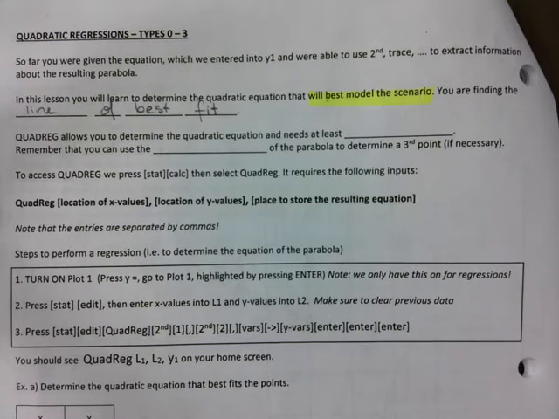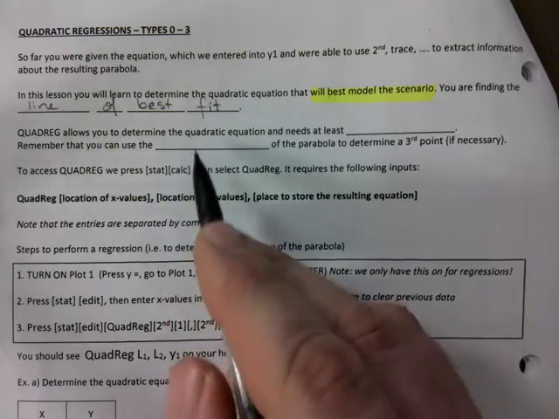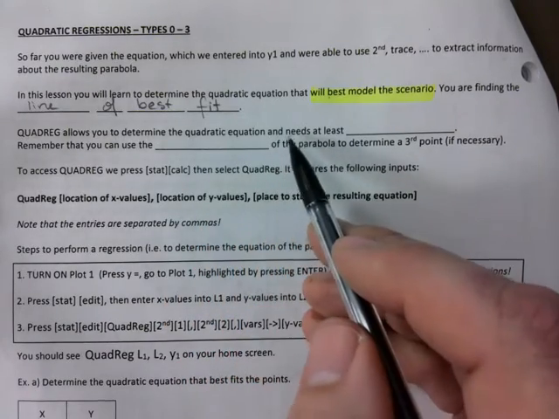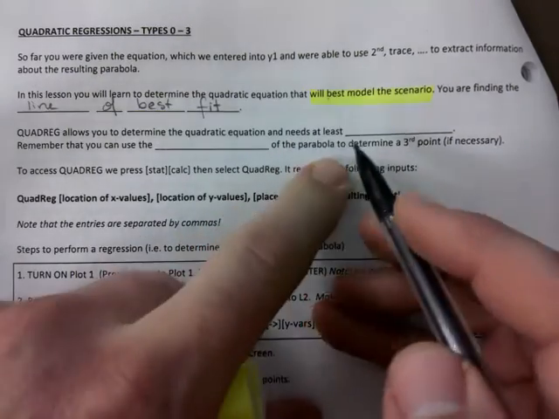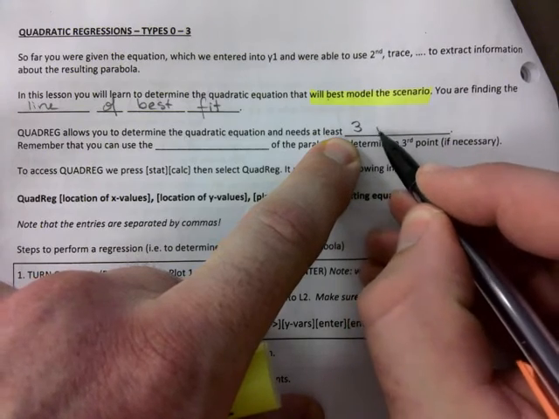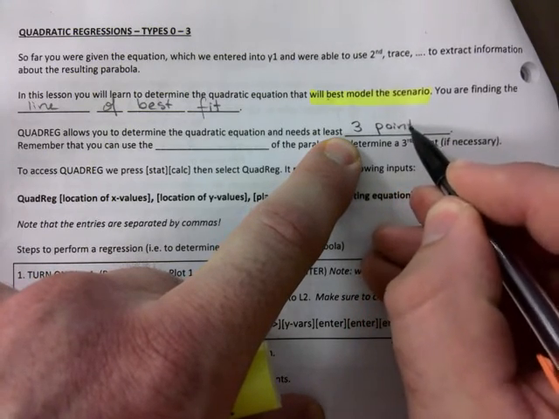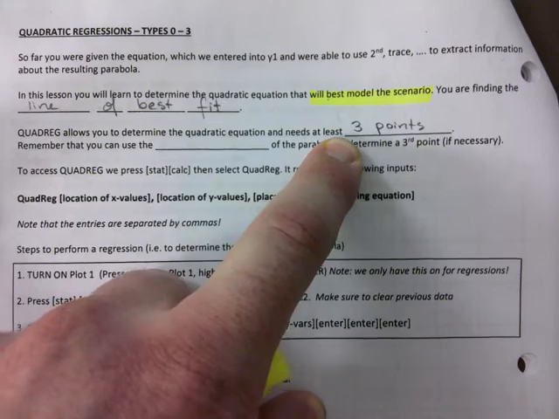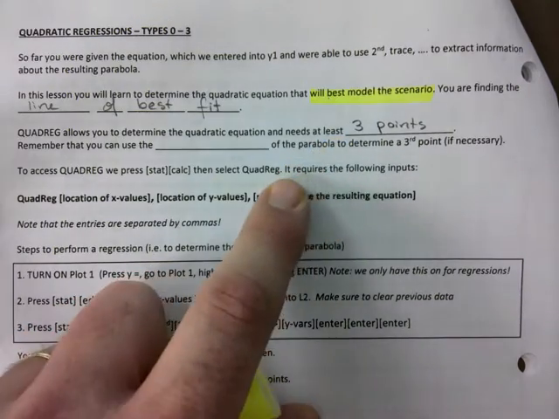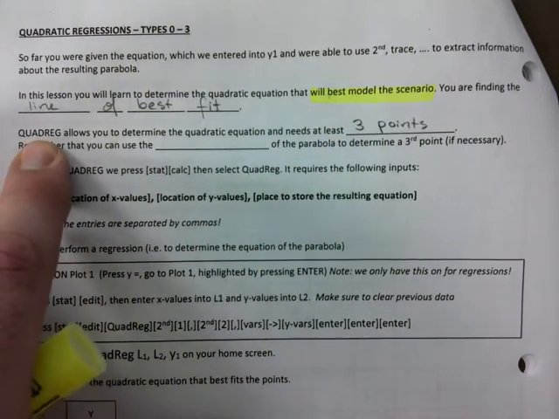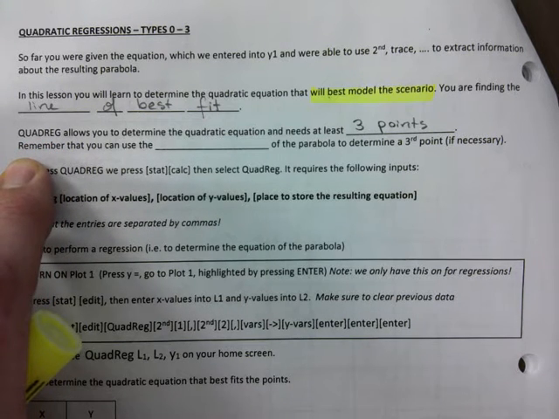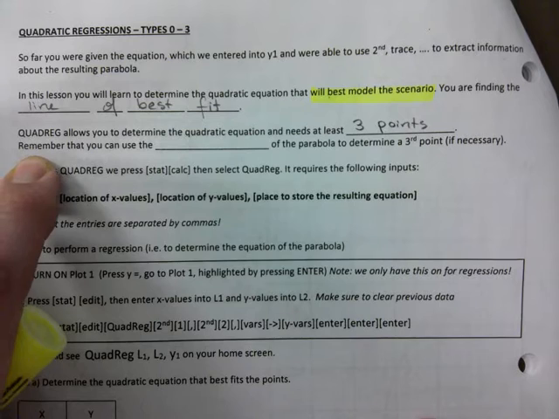It's all a blur. Quadreg allows you to determine the quadratic equation, and it needs at least, very important, 3 points. You need at least 3 points to perform a quadratic regression. Quadreg is the function we're going to use, so don't dread it too much. It's actually, the calculator is your friend there.